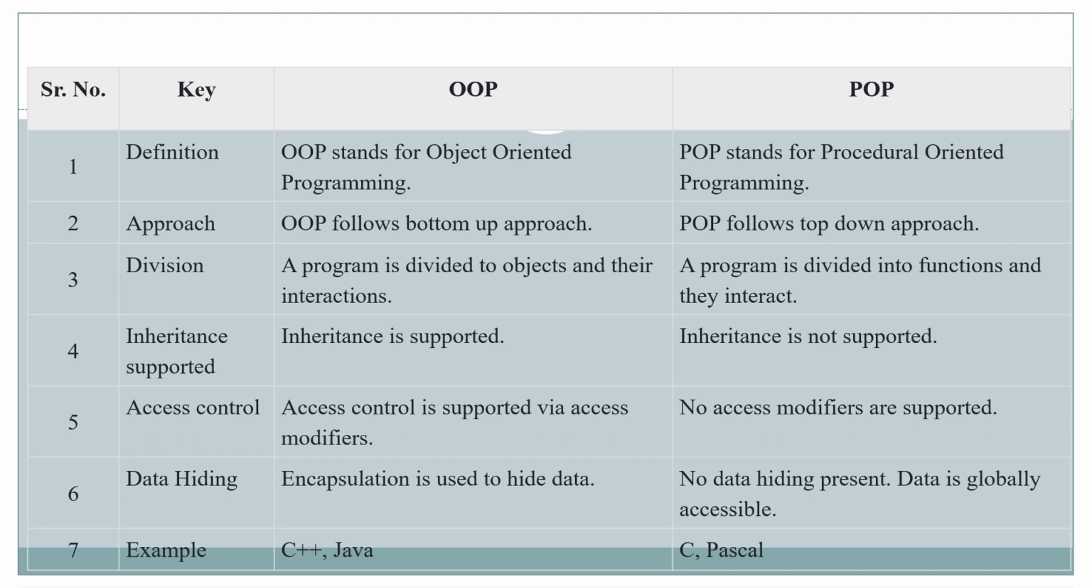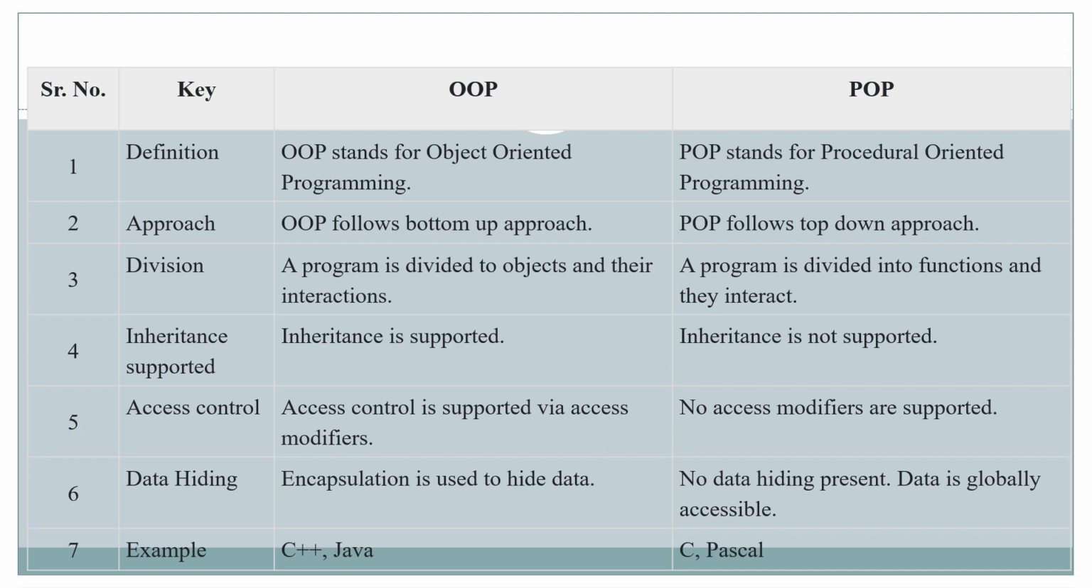Then, based on the data hiding concept. Data hiding we can also call encapsulation. In object oriented programming, encapsulation is used to hide the data. So this is a major application in object oriented programming. The data hiding concept is present here. In procedural oriented programming, no data hiding concept is present; data is globally accessible.